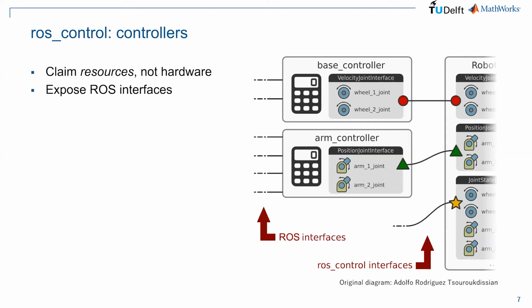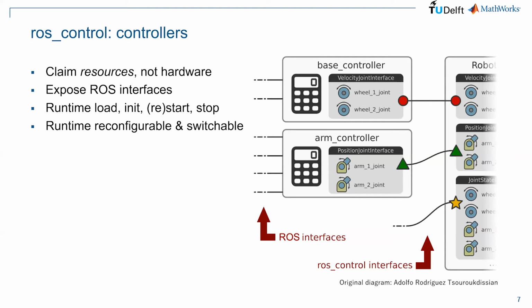So as I said, controllers, that's the other side of ROS control, and they claim resources, not hardware, because nothing talks to the hardware directly except the hardware interface. So the controllers claim resources, and controllers expose ROS interfaces to the rest of the application. So for instance, MoveIt and Tesseract actually talk to controllers using those interfaces. And all controllers implement a state machine or a runtime lifecycle, which is actually pretty similar to the ROS2 node lifecycle, if you're familiar with that one.